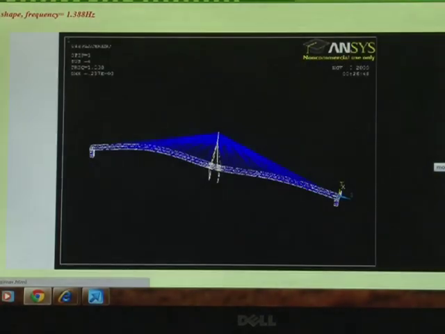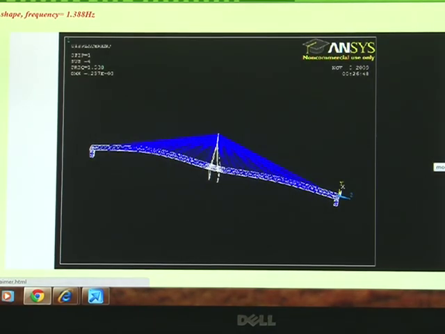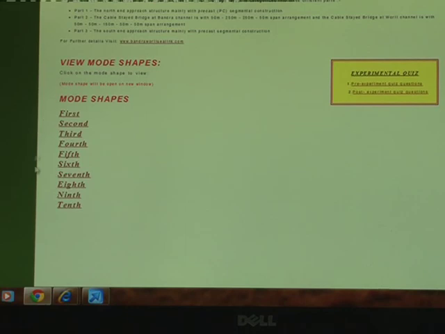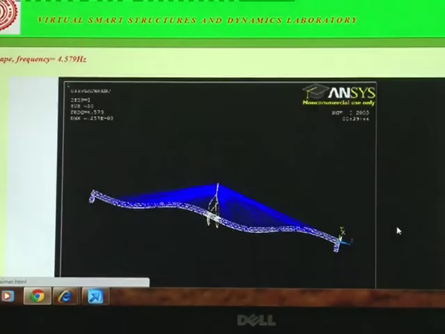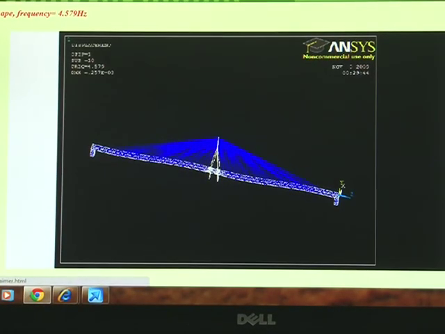And if we see the fourth mode, the frequency is coming at 1.388 hertz, and for the 10th one, here we are only considering 10 modes, it is coming at 4.579.